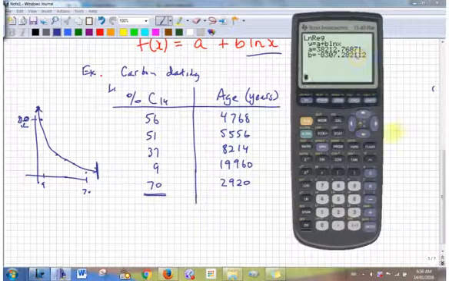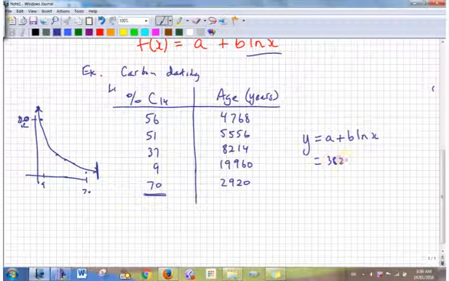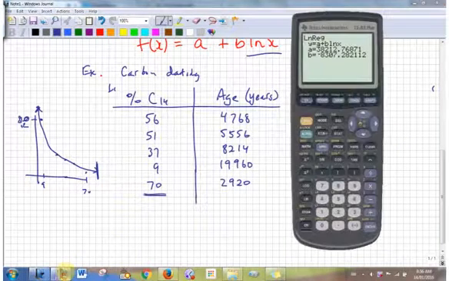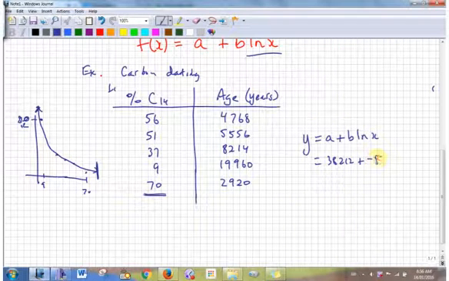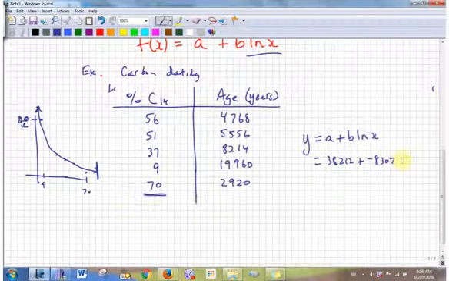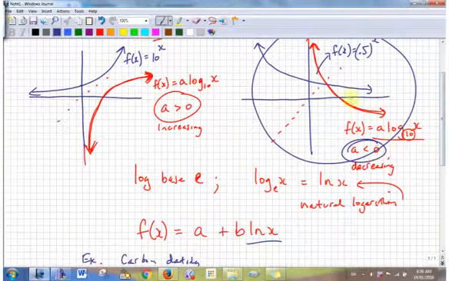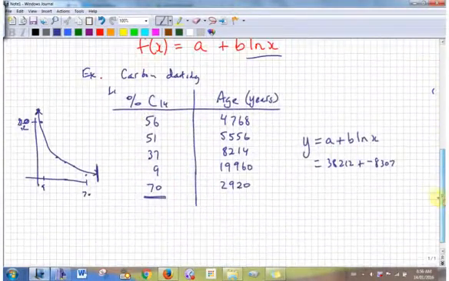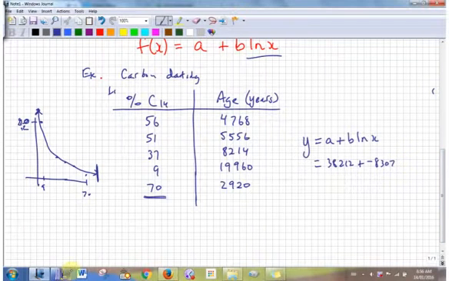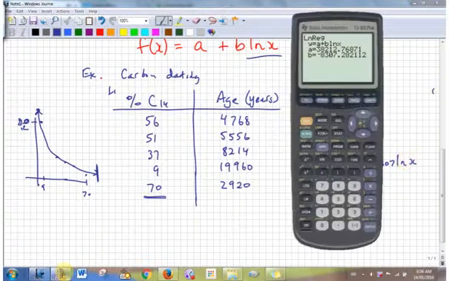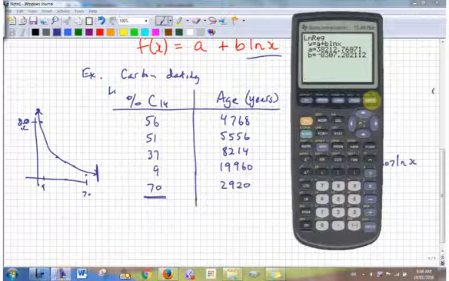Okay, a is 38,212, b is minus 8307. Does that make sense? A is less than 0 if it makes this shape. Okay, minus 8307 ln x. So that's the function. All right, graph.